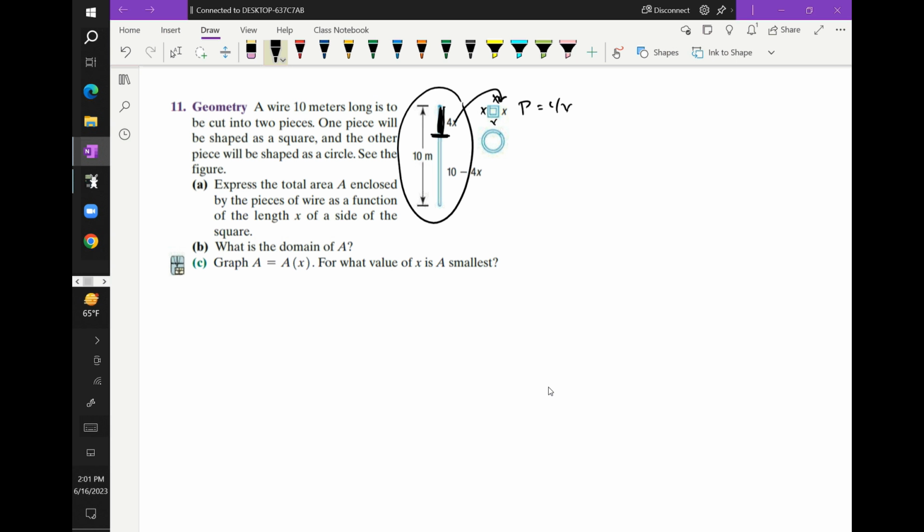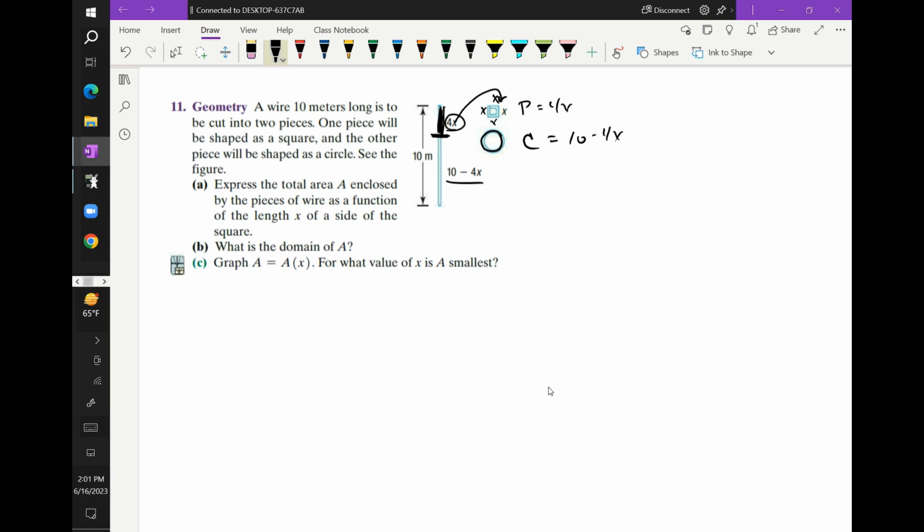What I have left over then is going to form the circle. So what do I have left over? If I have a whole thing here that's 10, and this top piece is 4x, what's left over is 10 minus 4x. I want to take 4x away from my 10. And then that's going to form my circle. And for my circle, I could say my circumference then is 10 minus 4x. When we talk about the distance around an object, if it's a polygon, we talk about the perimeter. If it's a circle, we talk about circumference.